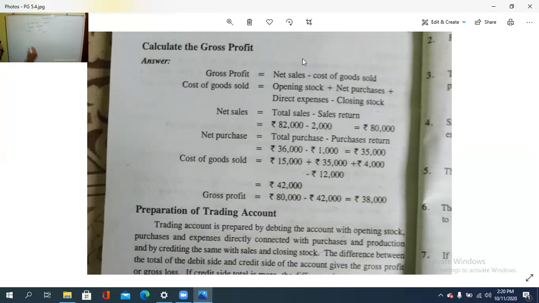After that, to direct expenses. What are the direct expenses here? Only one direct expense, isn't it? Purchases 35,000, direct expenses 4,000. Then by sales, how much is the amount? 82,000 in the inner column, less returns 2,000, so 80,000. Then by closing stock, how much? 12,000. Then any more item? No, 92,000 is the total.